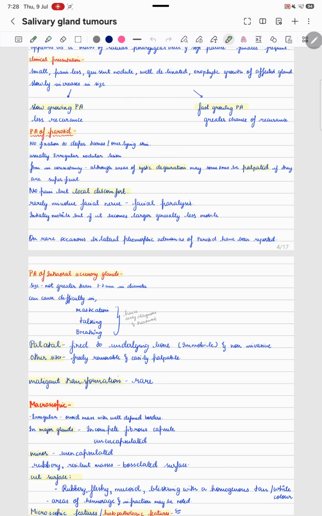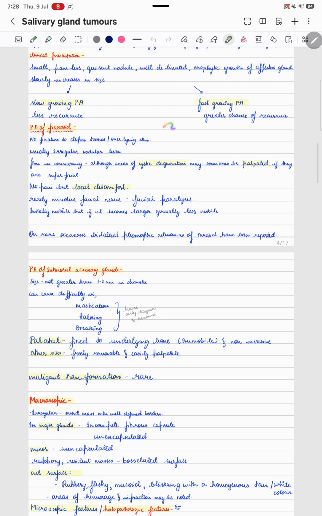Now, PA of the parotid: no fixation to deeper tissues. It is not fixed to the deeper tissues. It is usually an irregular nodular lesion, firm in consistency, although areas of cystic degeneration are noted.